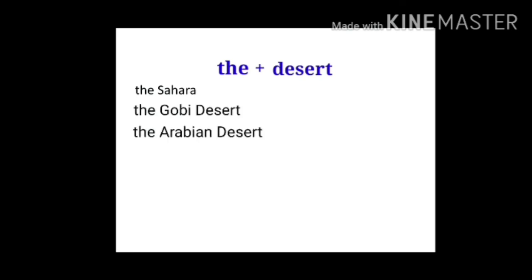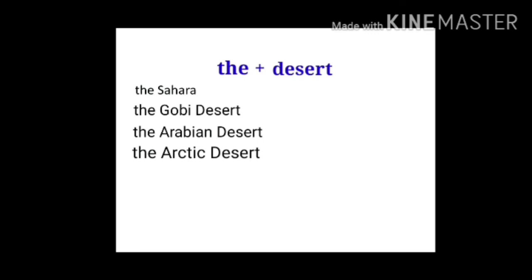This is another specific and easy rule in terms of using the article the. Who does not know the Sahara? Of course, all of us know that the Sahara is a desert. So just like with bodies of water, you are also going to use the article the for names of deserts. Other examples would be the Gobi Desert, the Arabian Desert, the Arctic Desert.